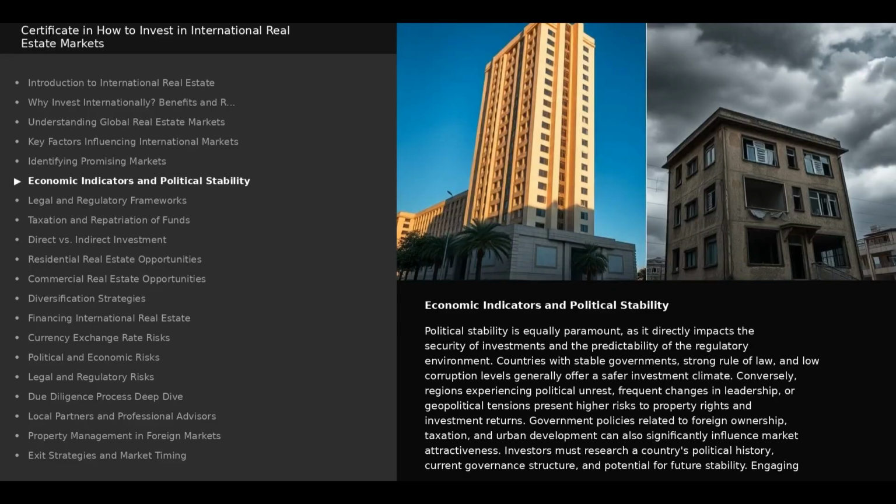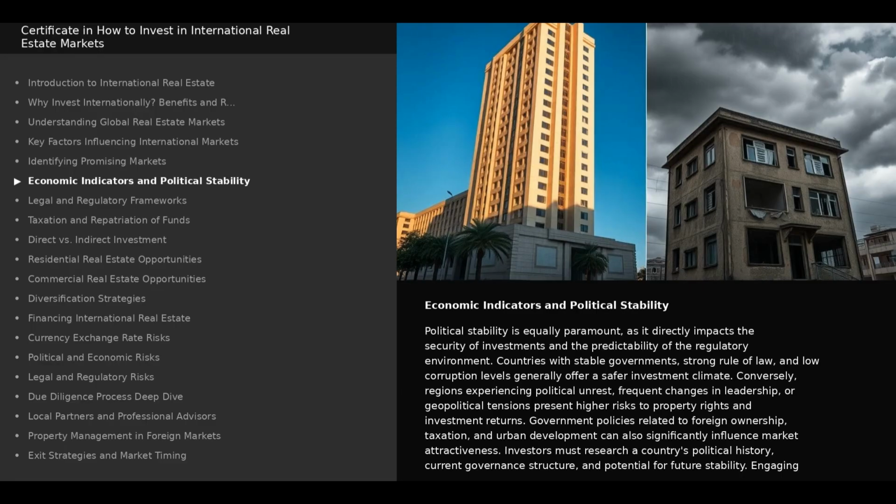Political stability is equally paramount, as it directly impacts the security of investments and the predictability of the regulatory environment. Countries with stable governments, strong rule of law, and low corruption levels generally offer a safer investment climate. Conversely, regions experiencing political unrest, frequent changes in leadership, or geopolitical tensions present higher risks to property rights and investment returns. Government policies related to foreign ownership, taxation, and urban development can also significantly influence market attractiveness.